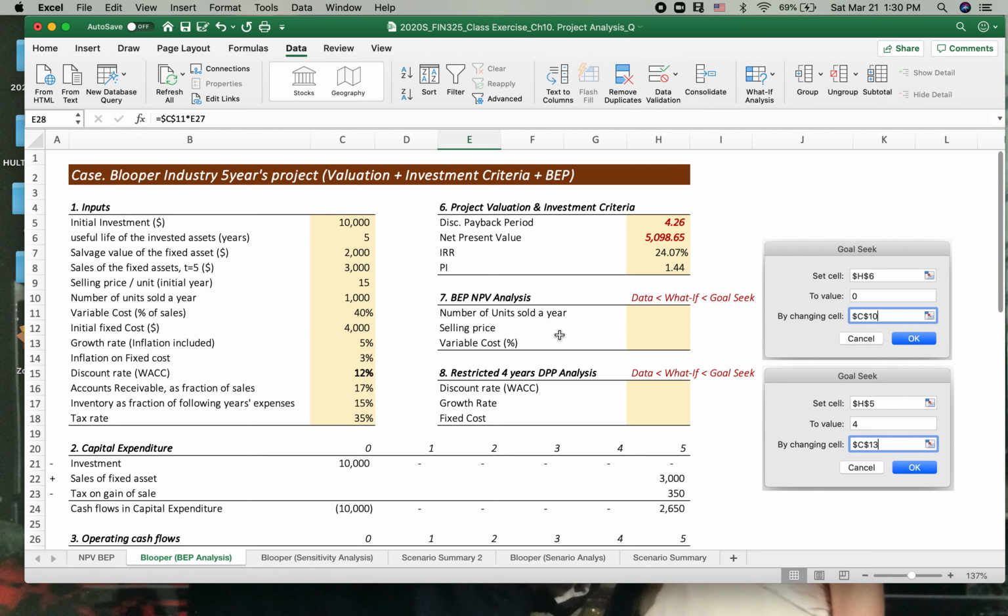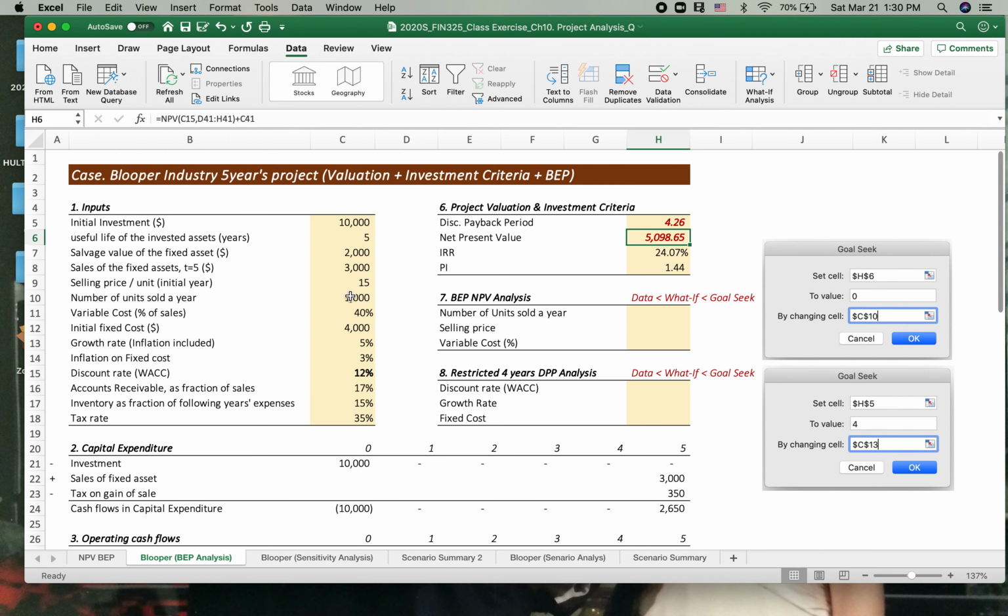Okay, let's take an example of number of units sold a year. How many units do we have to sell to meet the break-even point, the NPV of zero? That's the point. Or the selling price: how much should the selling price be to meet the break-even point? Because the NPV value of the Blueprint Industry 5-year project is $5,000, but we want to know the zero value.